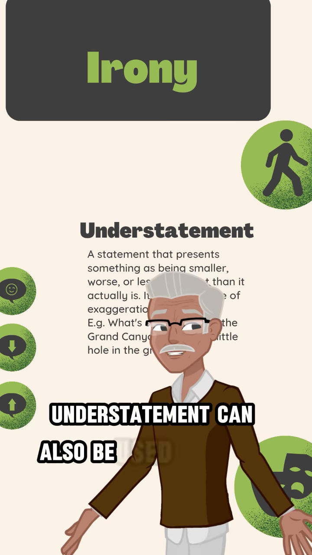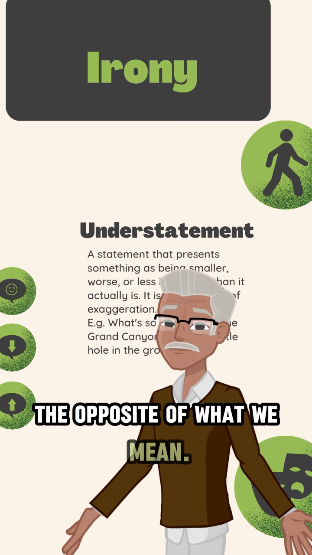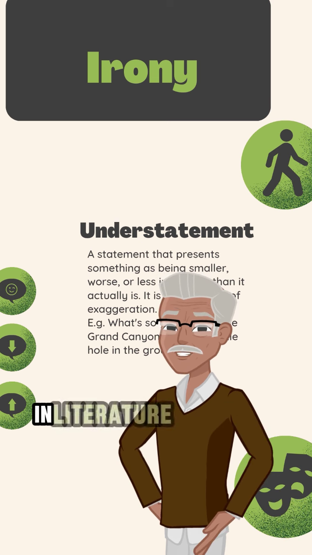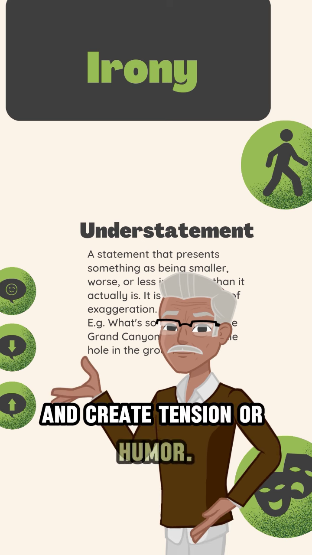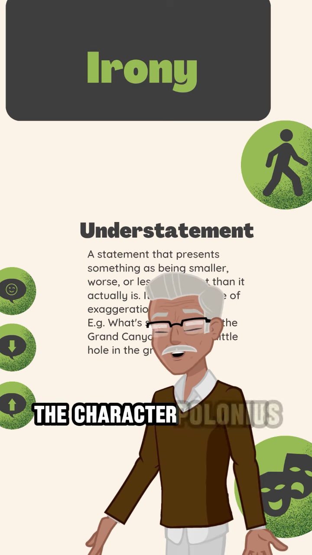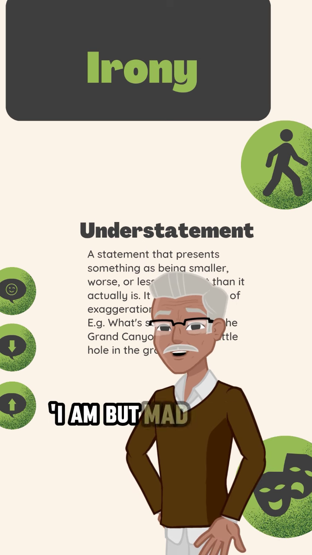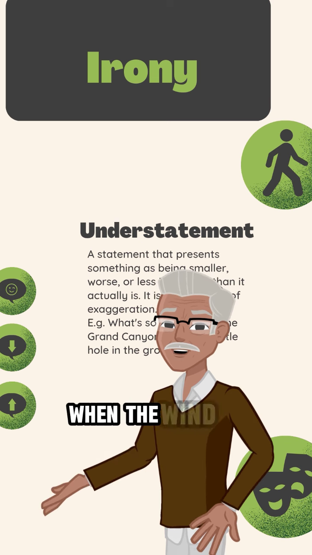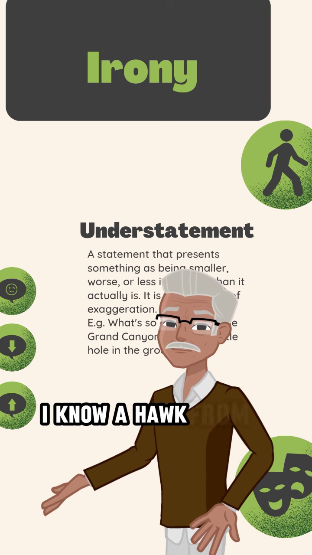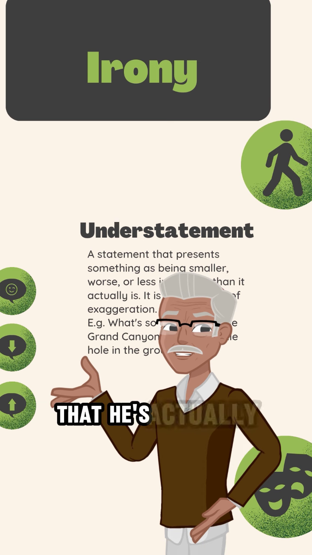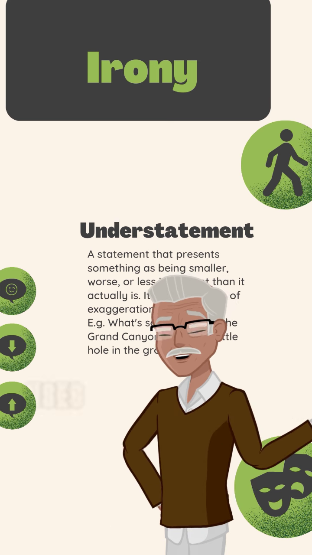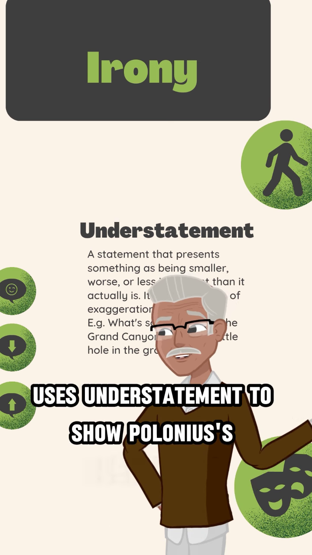Understatement can also be used to convey the opposite of what we mean. This is called irony. In literature, irony can add layers of meaning and create tension or humor. In Hamlet, the character Polonius says, "I am but mad north-northwest. When the wind is southerly, I know a hawk from a handsaw." He's saying the opposite of what he means, that he's actually quite sane. Shakespeare uses understatement to show Polonius's cleverness and deceit.